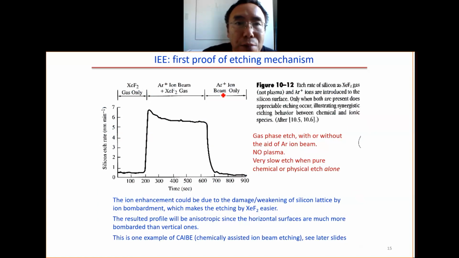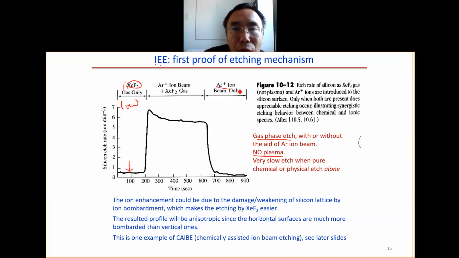So here's the first example of ion enhanced etching. Here we take the example of xenon difluoride. We have talked about xenon difluoride earlier in this lecture. But this is a gas phase etch, no plasma. In this situation, I think this may be a low xenon difluoride pressure, so the etching is very slow. This pure chemical etching is very slow.